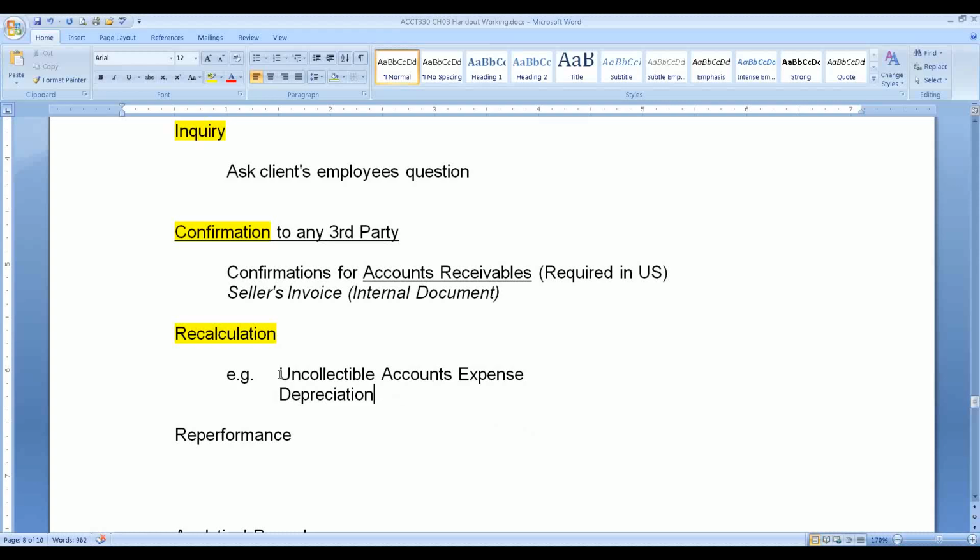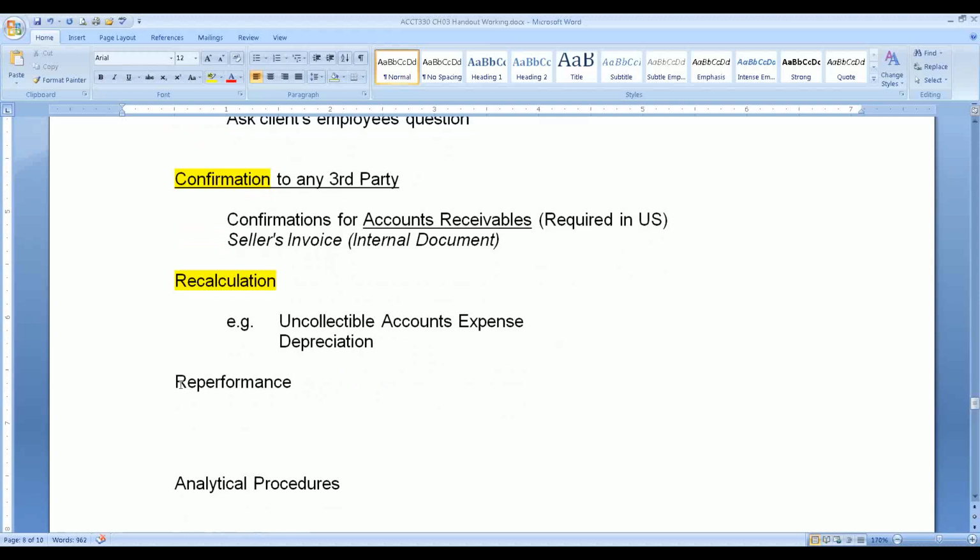but recalculation is better evidence than simply getting it from the client. So the client might give you, this is how we calculated our uncollectible accounts expense. You may take their method and go through and do the recalculation of it and just see, did they do it correctly? Is what they're giving us really following the method that they showed us, and all that kind of stuff. Reperformance is actually doing the entire thing.